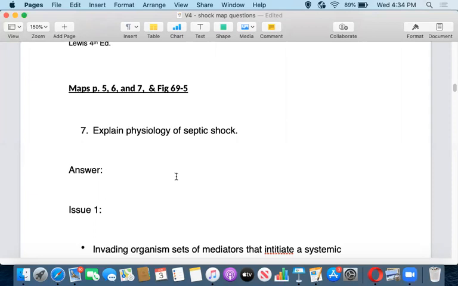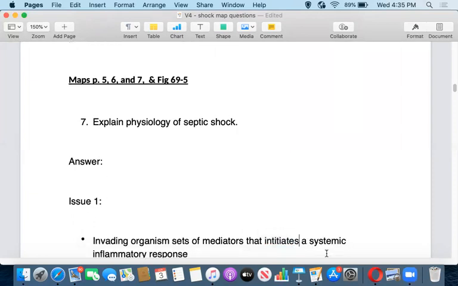So let's start with issue 1. You've got this invading organism. First thing, it initiates, should be a little S here, systemic inflammatory response. Sorry, I'm a stickler for spelling here. It initiates systemic mediators that initiate a systemic inflammatory response. Now we know what that means.